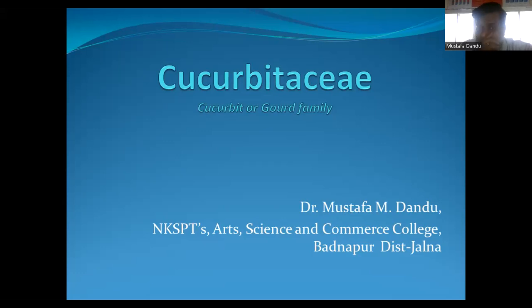So the Cucurbitaceae family, there are dicots, subclass Polypetalae, series Calyciflorae, order Passiflorales. There are more than 100 genera and more than 900 species. They are generally found in temperate and tropical regions of the world. Habitat: they are annuals, perennials, climbers, rarely shrubs.